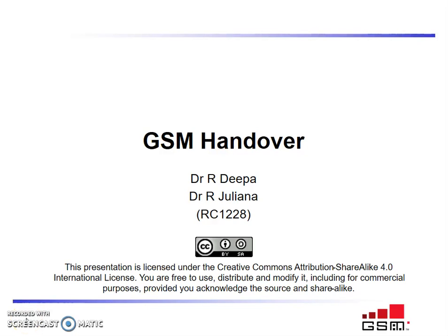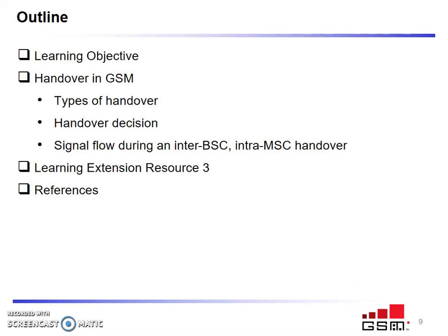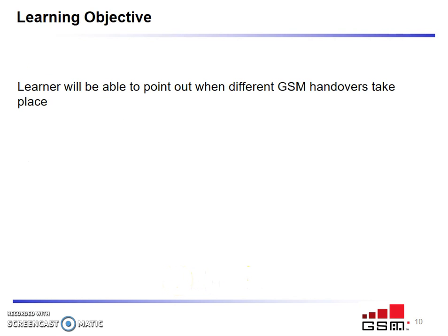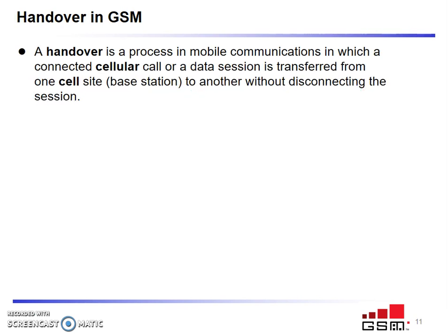Now we shall discuss GSM handover. Looking into the outline, first the learning objective and the handover in GSM, where we'll be discussing the types of handover, handover decision, the signal flow during an inter-BSC, intra-MSC handover, and a few learning extension resources and references that have been used for this video. The learner will be able to point out when different GSM handovers take place once we finish this particular topic.